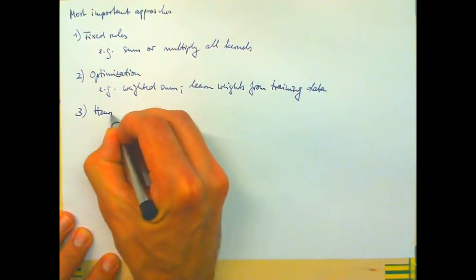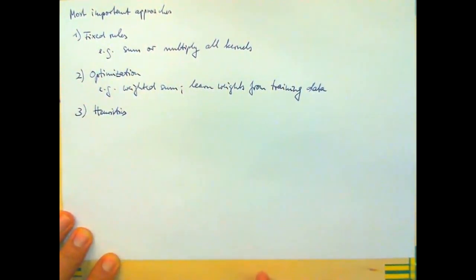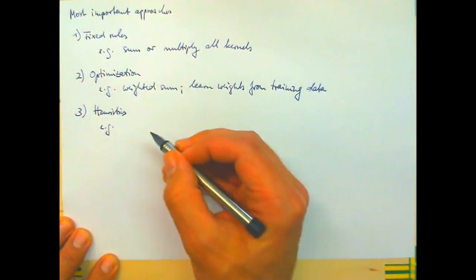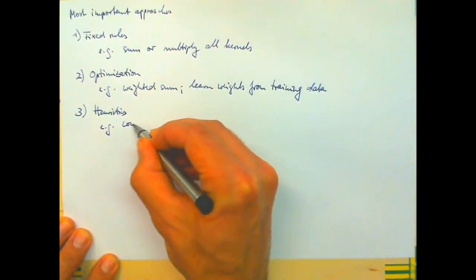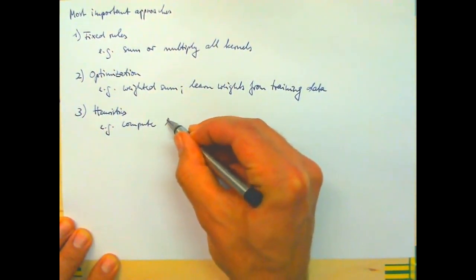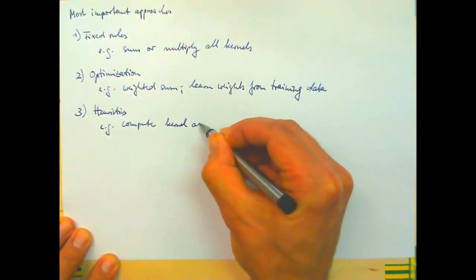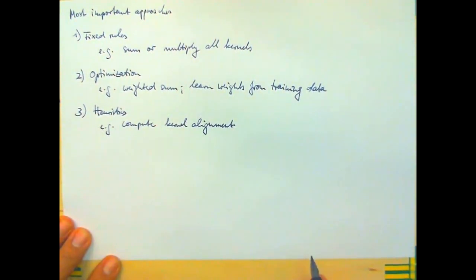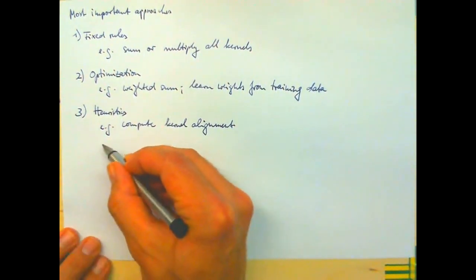And then there are heuristics. There are many different heuristics. I want to mention only one, which is based on the kernel alignment. So the ideal kernel I briefly discussed last week.